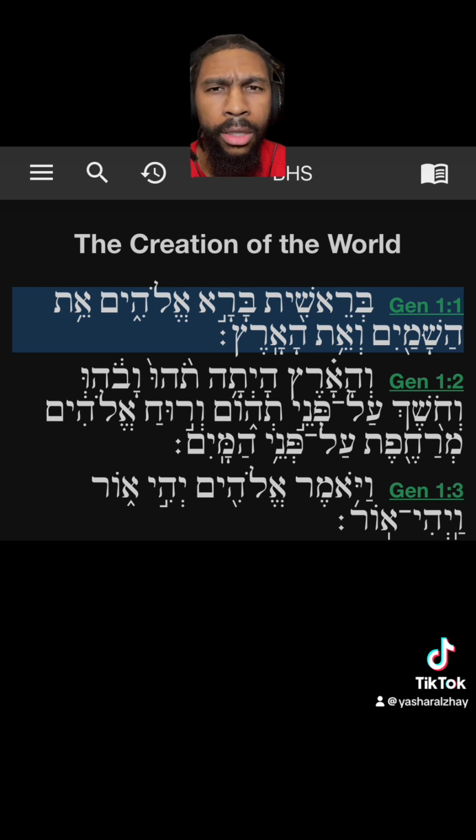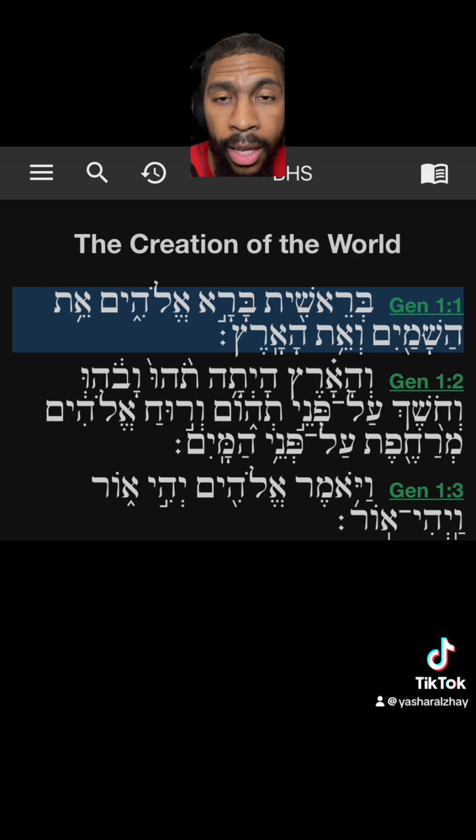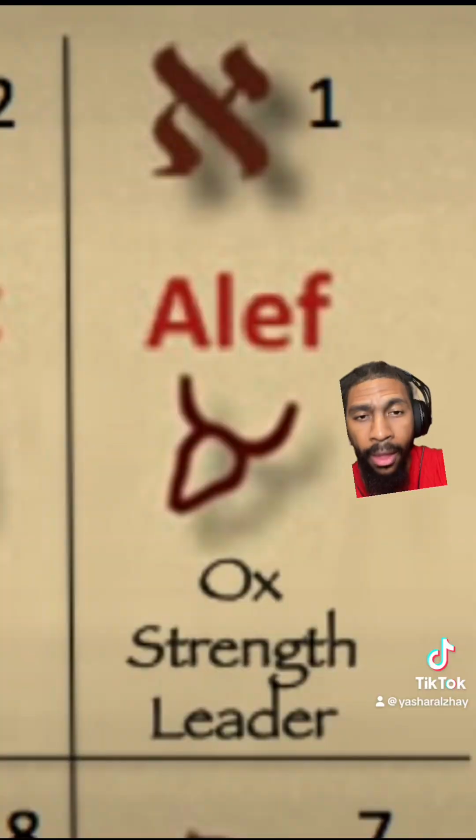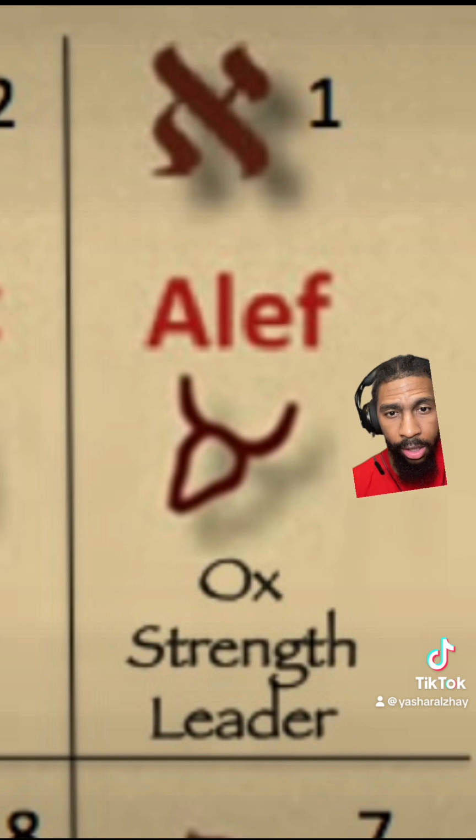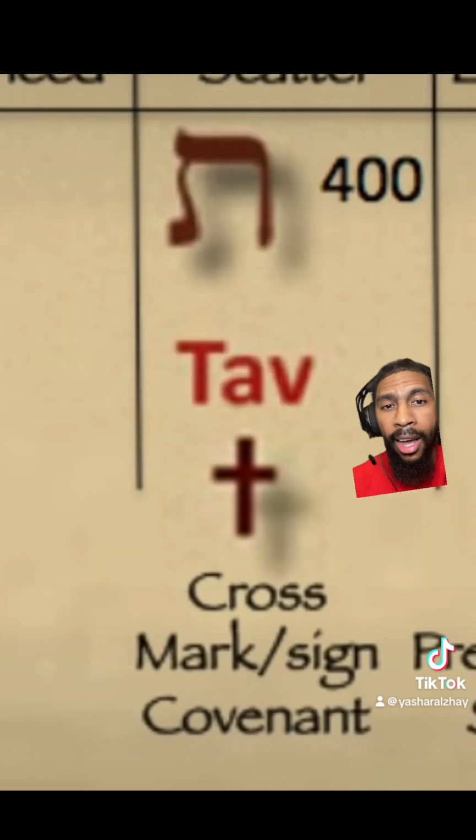Then the Hebrew is something different because we see something twice that's not in the English. We see Bereshit, in the beginning, bara, created, Elohim, God, but then you see et. What is et? Et consists of two letters. The aleph right here, as you can see, and the tav right here, as you can see.